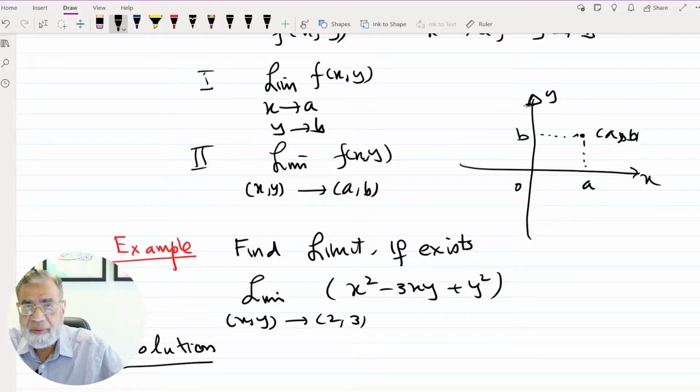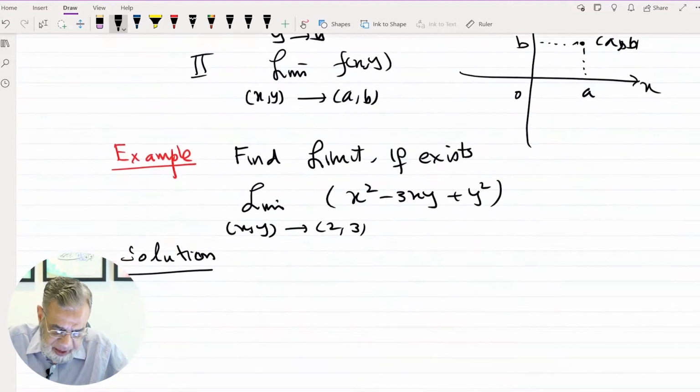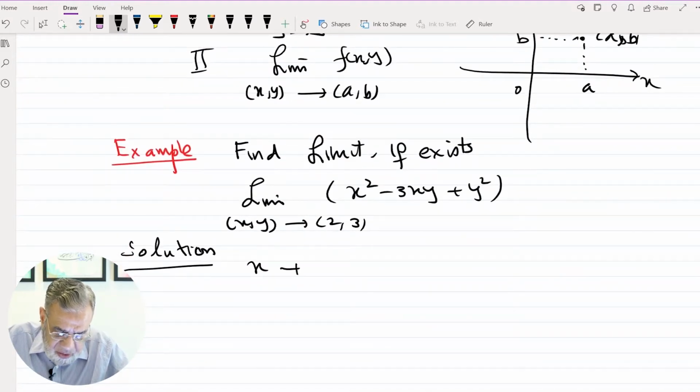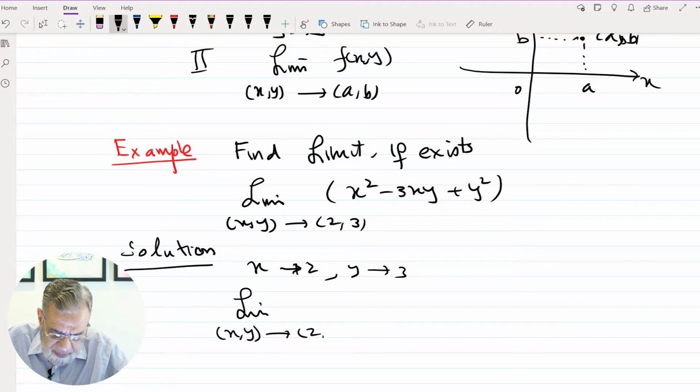The function is x square minus 3xy plus y square. Let us see what is happening. My x is going towards 2 and my y is going to 3. I want to find the limit as (x, y) goes to (2, 3), and the function is x square minus 3xy plus y square.